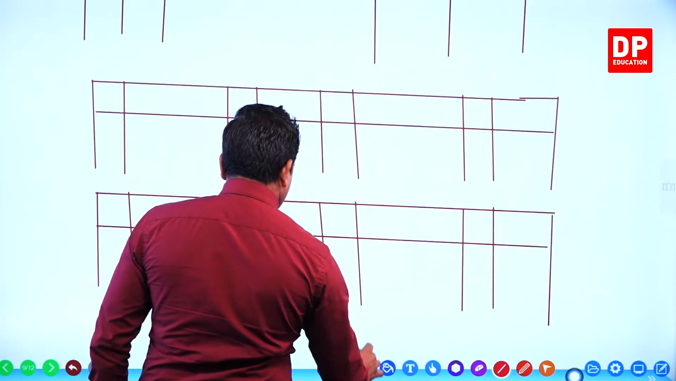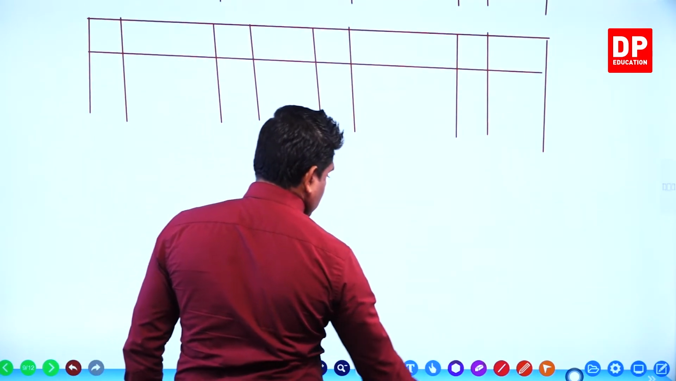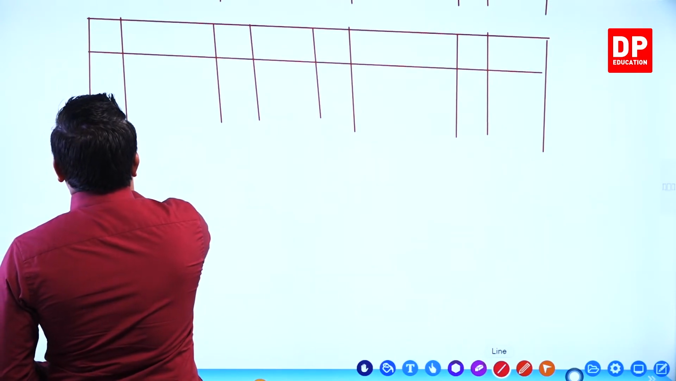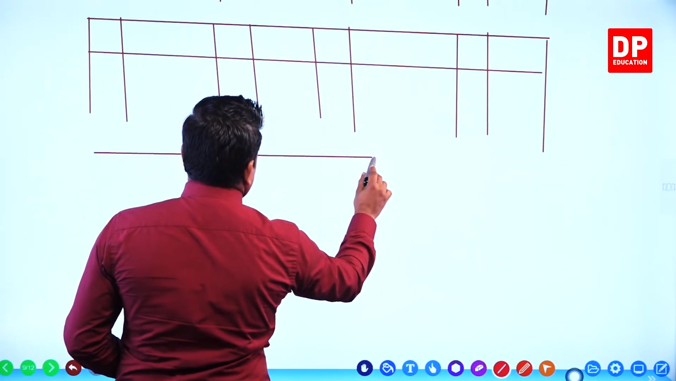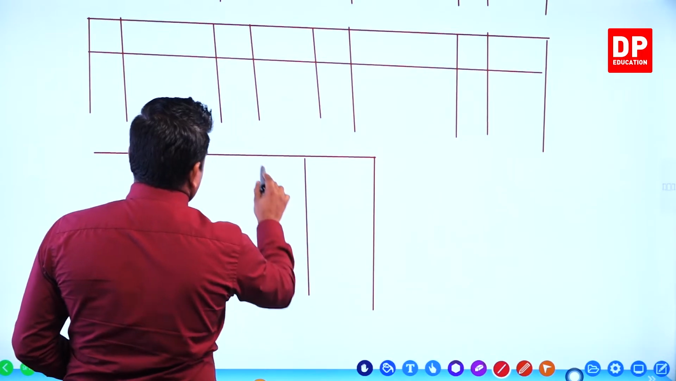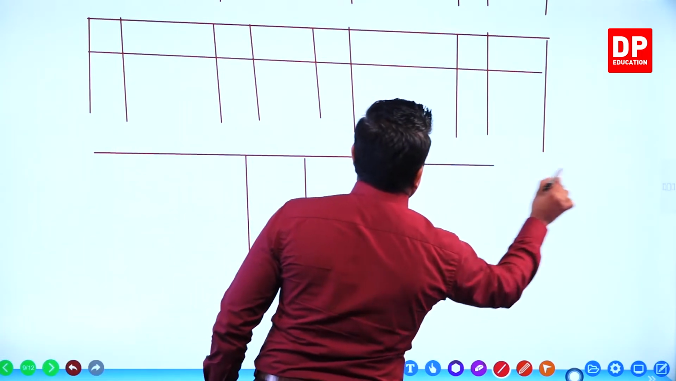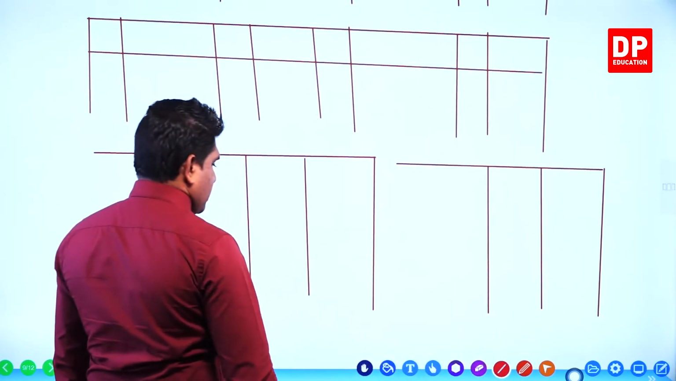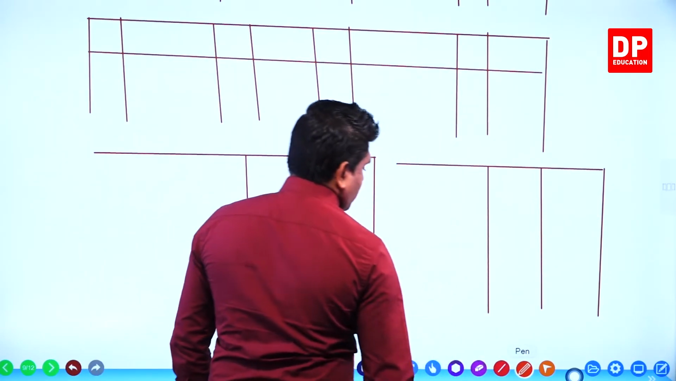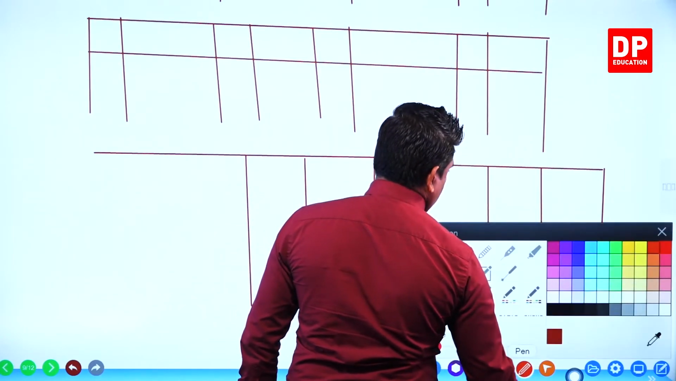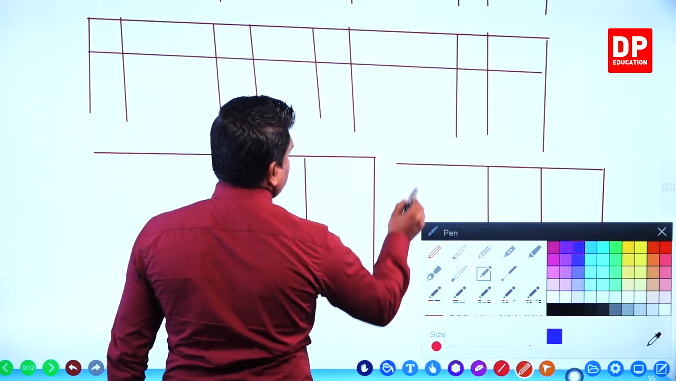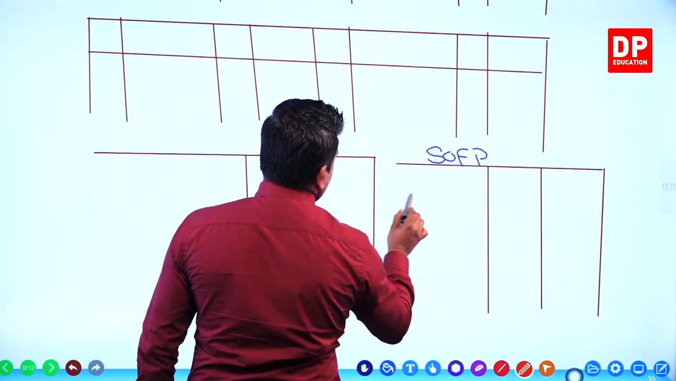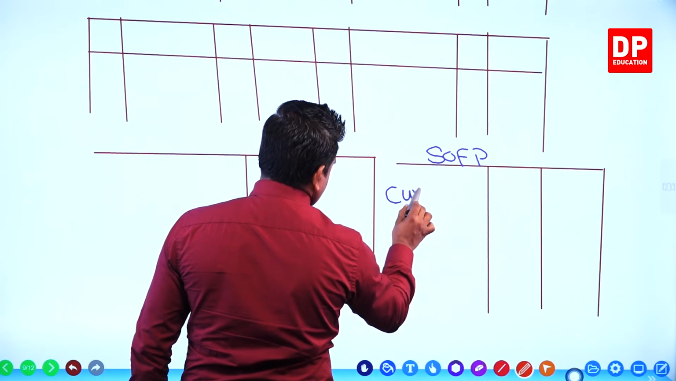Okay, now what do we need? We need the statement of financial position and the profit and loss statement. Now we name the columns and accounts. Here, the statement of financial position. We need here, under the current assets.